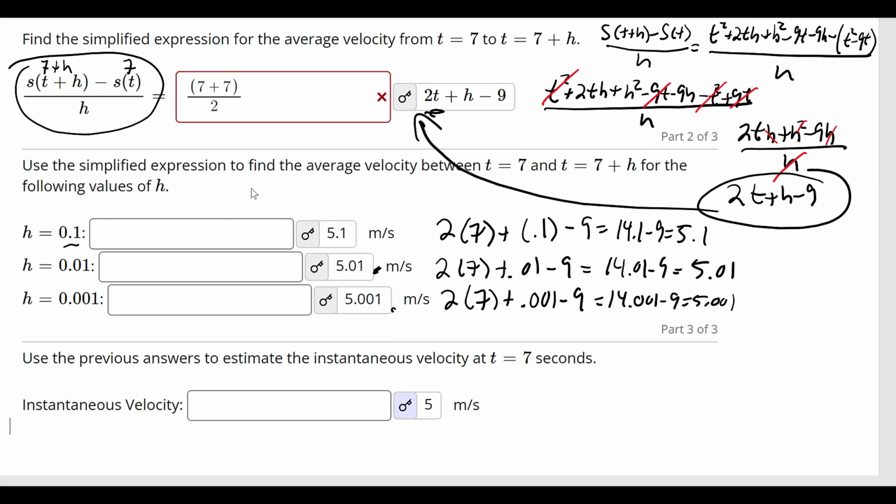So what do you see as the trend? Where is this going as our h gets closer and closer to 0? See, h is getting smaller in each of these cases. So what is it going towards? 5.1, 5.01, 5.001. It's going to be getting closer to 5. Okay, hope that helps.